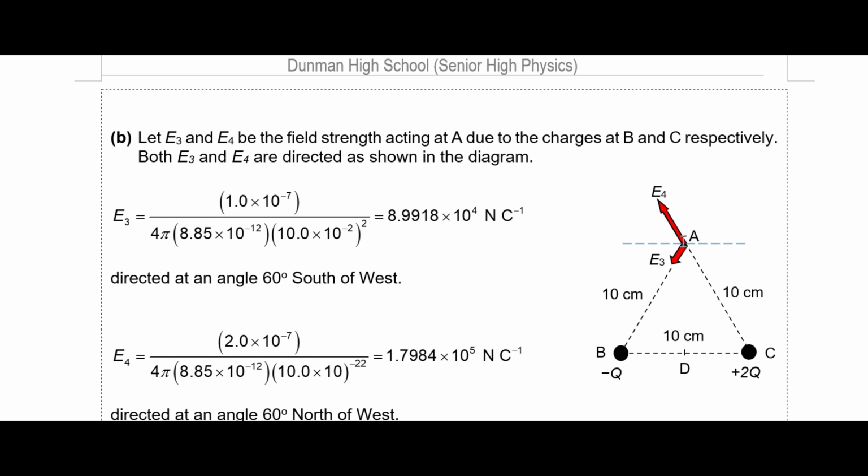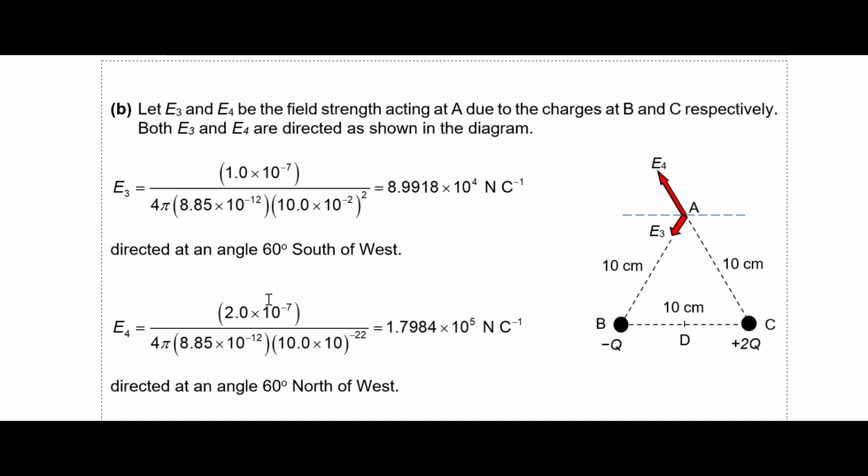But again, plus 2Q is a bigger charge than minus Q. So if I look at E4, which is the larger field, it is double the charge of this, divided by 4 pi epsilon naught R squared. Okay, I think there's something wrong with this working here. Sorry, this one should be 10 to the power of minus 2, bracket square. So it should look like that. Sorry about this, I'll correct this later.